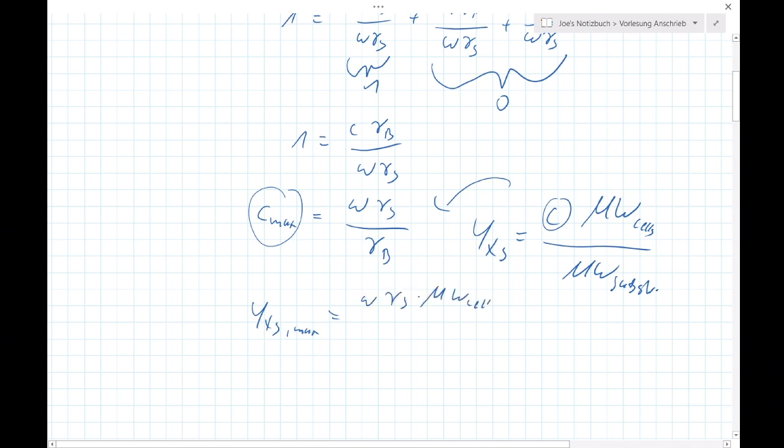Molecular weight of cells divided by gamma B, degree of reduction of biomass, times the molecular weight of the substrate. Okay, so just going back, so that I see you, that you see me. I don't see you, don't worry.